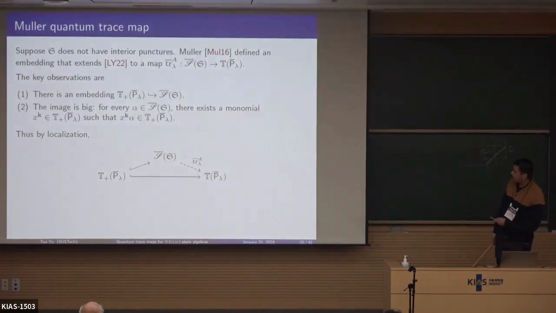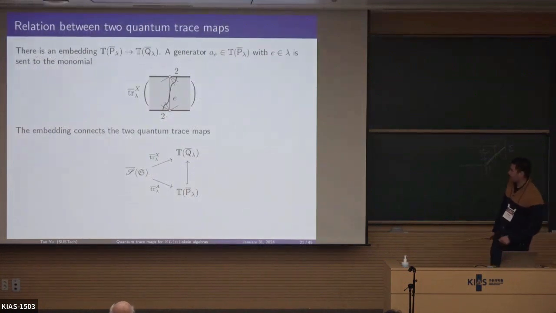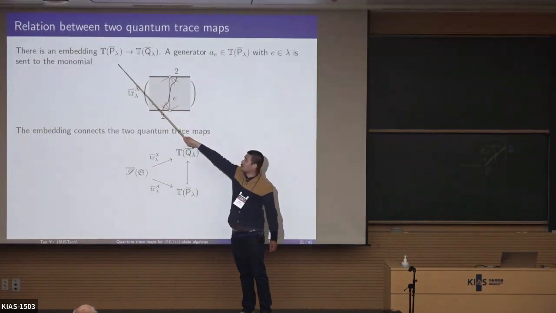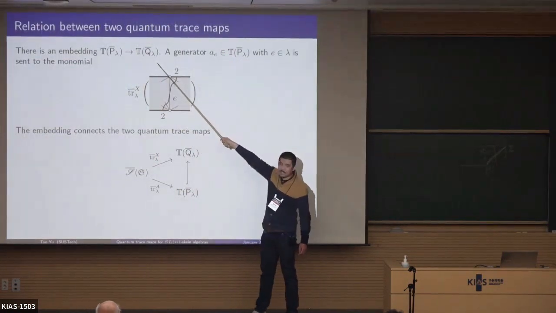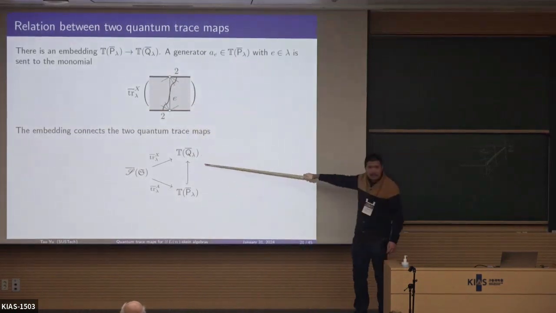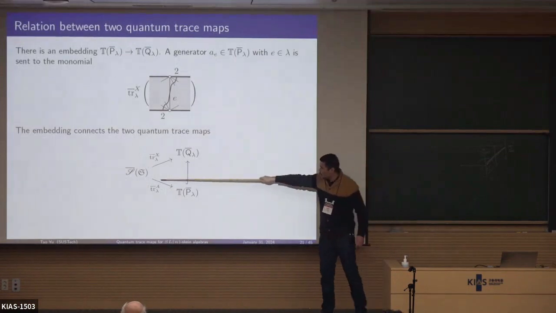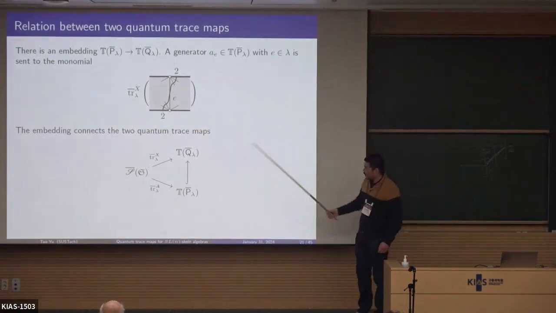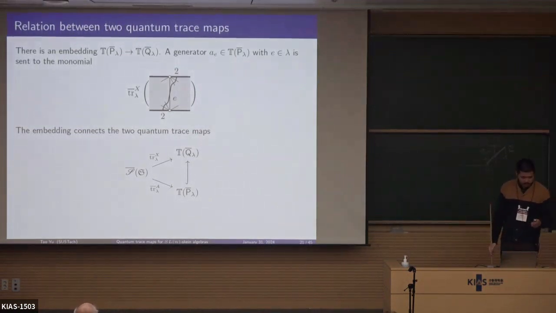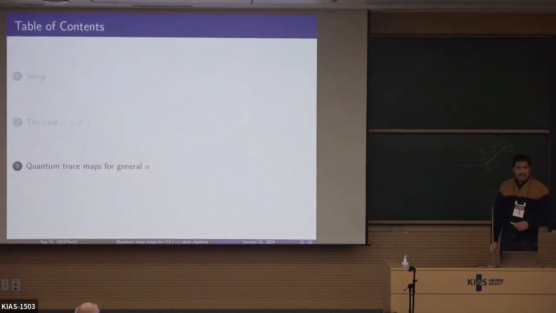And of course, if you have two different definitions, you want to show that they're the same. So of course we have this result. Miller's map maps into a quantum torus. The Bonahon-Wong quantum trace map maps into another quantum torus. They're actually different quantum tori, but there is an embedding going from one to the other, and the two maps commute with this embedding. All right. So that concludes our discussion for n equals 2.